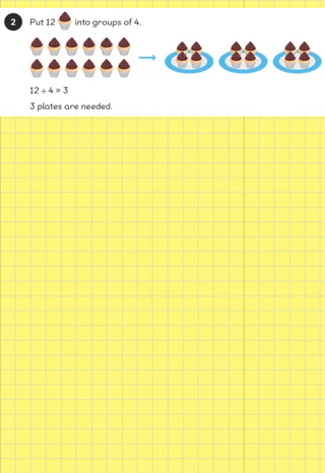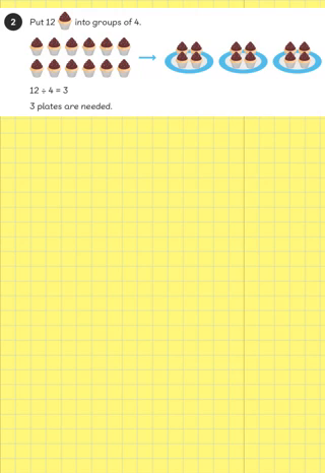Here we're going to look at a slightly different question where we're putting the 12 cupcakes into groups of 4. Now this is very, very similar, but there is a significant difference that's really important to recognize and to think about. We've still got the same number of cupcakes, but we're dividing them into groups of 4 this time, rather than 4 groups. Our calculation is still exactly the same because we're still dividing 12 by 4, and that's still going to give us an answer of 3.